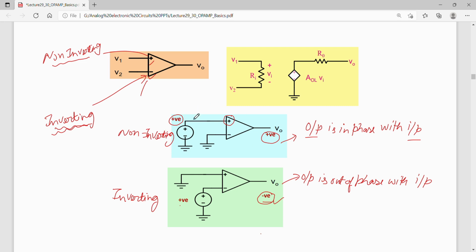So output in phase means, let us say that this is my input. The output will be in phase, but it may have a larger magnitude. Similarly, if my input here is this, the output will be out of phase, so that means this is 180-degree out of phase. It may have a larger magnitude, but it is out of phase with the input.